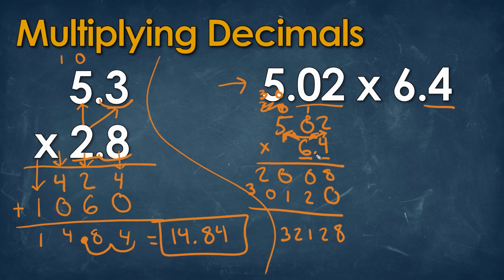Now remember, we have 1, 2, 3 decimal places, right? 1, 2, 3 decimal places. So that means we're going to go 1, 2, 3 over. And our answer is 32.128.